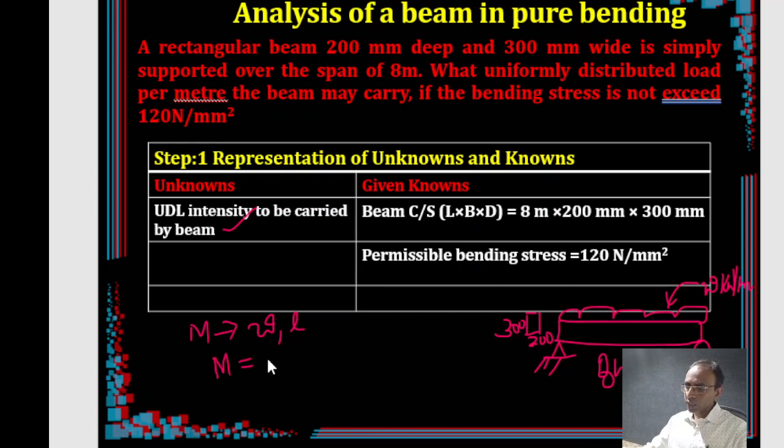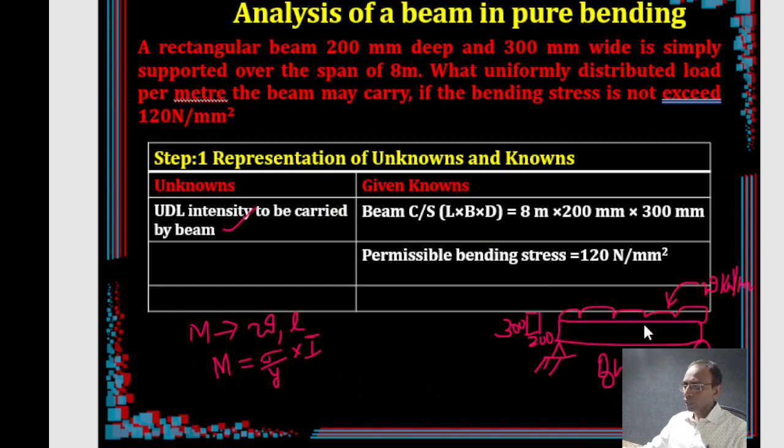So bring the term I to the other side, right? So what you will be getting is sigma by y into I. This I by y is also called the section modulus. I by y is also called the section modulus. As of now, our goal is to get W, which is a function of your M and L.